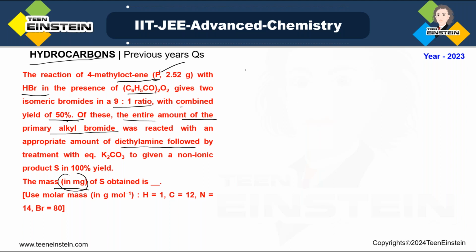Okay. So P, first we will draw the structure, 4-methyl octene. Now oct means what? 1, 2, 3, 4, 5, 6, 7, 8. Total 8 carbons will be there. At the terminal position there is the double bond, and at the 4 position there will be a methyl group. Now when you are treating it with HBr in presence of some peroxide compound, I'm simply writing per, which means peroxide compound, it will give us 2 isomeric products.